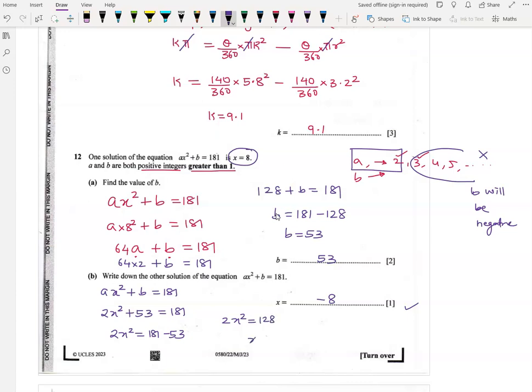Divide both sides by 2, you get x squared equal to 64. You take the square root, so x will be plus or minus 8. One value is already given to you, plus 8, so the second value will be x equal to negative 8. Moving to question number 13.